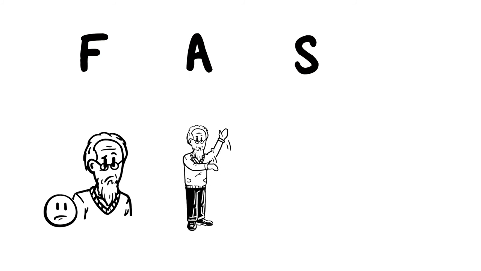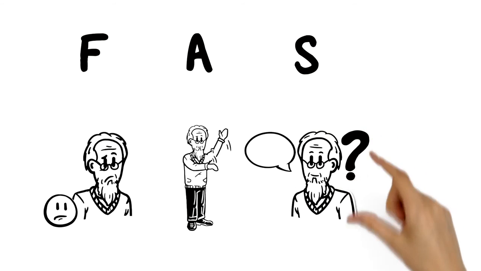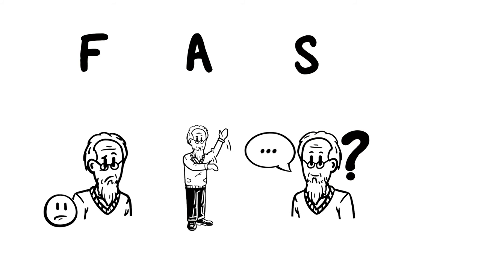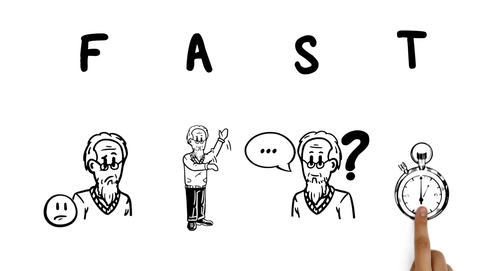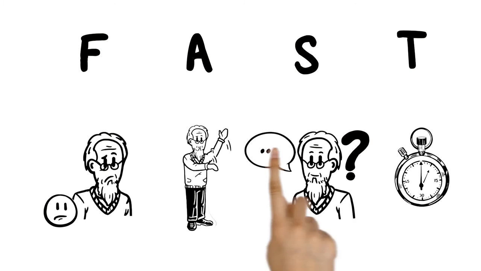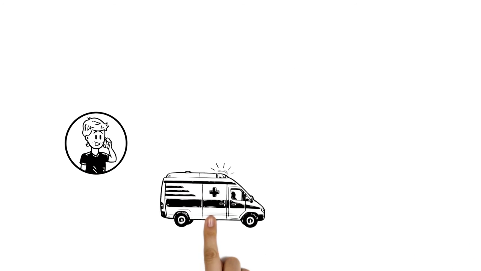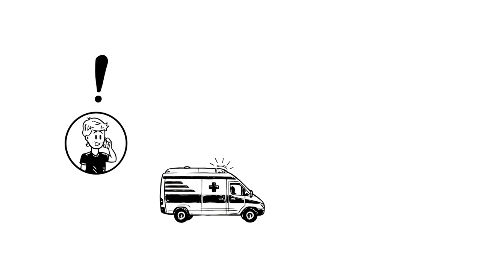The S means speech problems. Can the person speak clearly and understand what you're saying? Is their speech slurred? And the T stands for time. If you notice any of these signs, it's time to call an ambulance immediately, even if the symptoms go away.